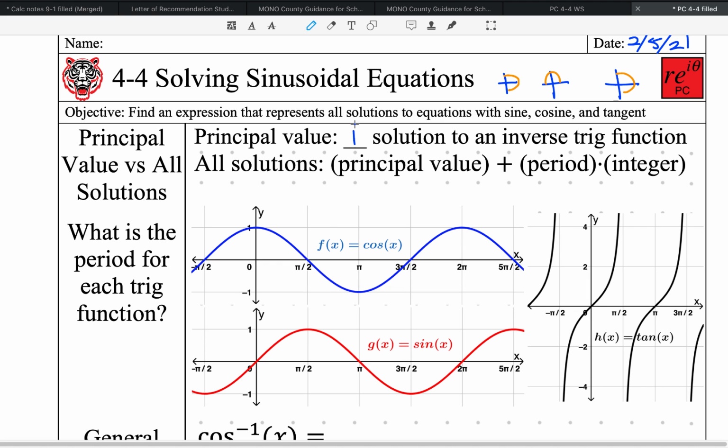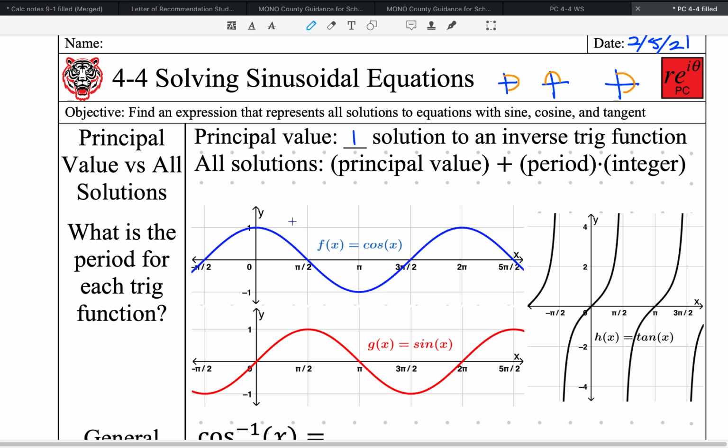And then what are you going to do? You're going to add this special thing, the size of your period of the function, which I'll talk about in a second. So how often does this repeat times some integer? That integer can be 1, 2, 3, 0, -1, -5, 1,593. It doesn't matter. Some integer, just meaning a whole number. It can be 0 and it can be negative.